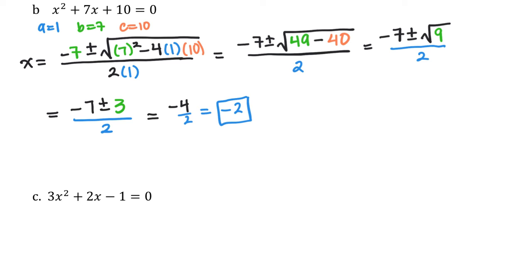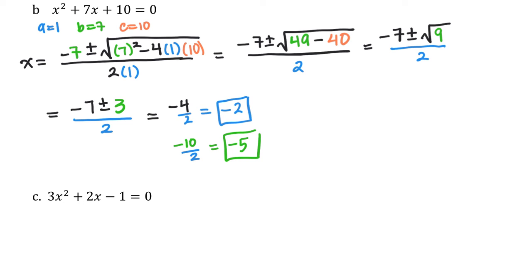But there should be two answers because this is quadratic. So now let's consider the other answer. If I do negative 7 minus 3, negative 7 minus 3 becomes more negative. Negative 7 minus 3 is negative 10, divided by 2, and I get negative 10 divided by 2 is negative 5. So my answers are negative 2 and negative 5, which are really nice answers.